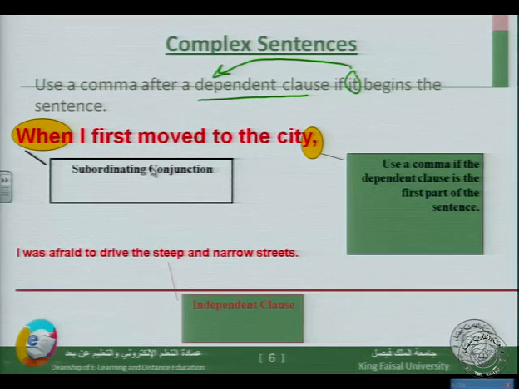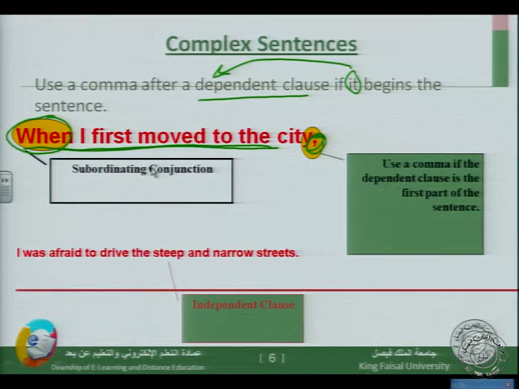فإذا ما جاء dependent clause at the beginning of a sentence, you should put a comma. لاحظوا هذه الجملة. When I first moved to the city, هذه مش جملة كاملة, incomplete sentence. This is a dependent sentence. Why is it called a dependent sentence? Because it starts with a subordinating conjunction. So هذه بداية الجملة, dependent sentence, نضع كوما.